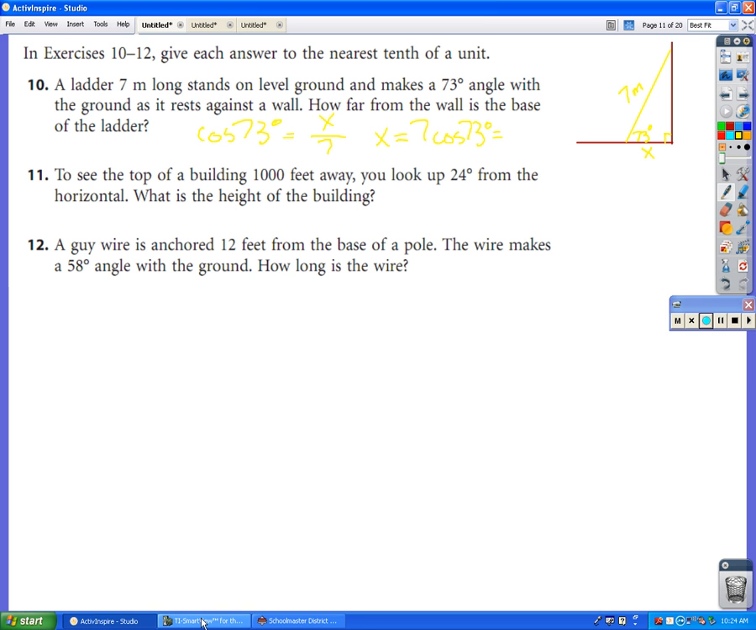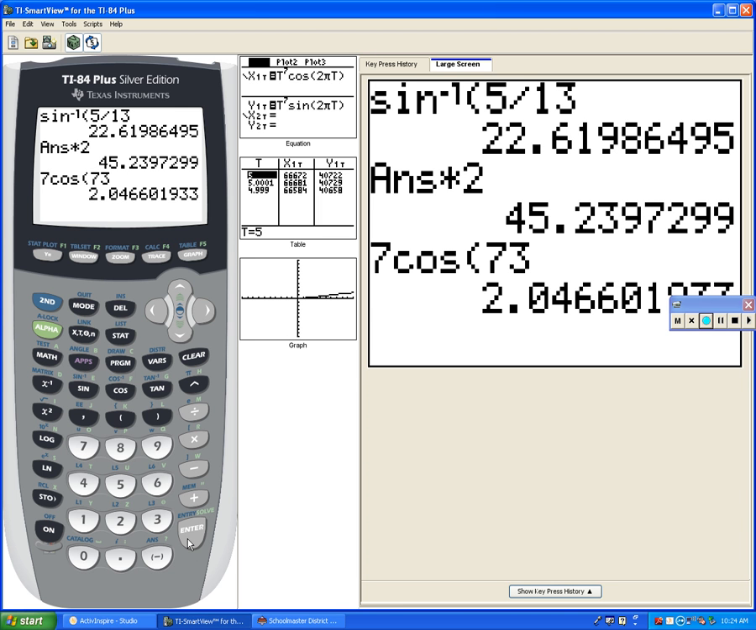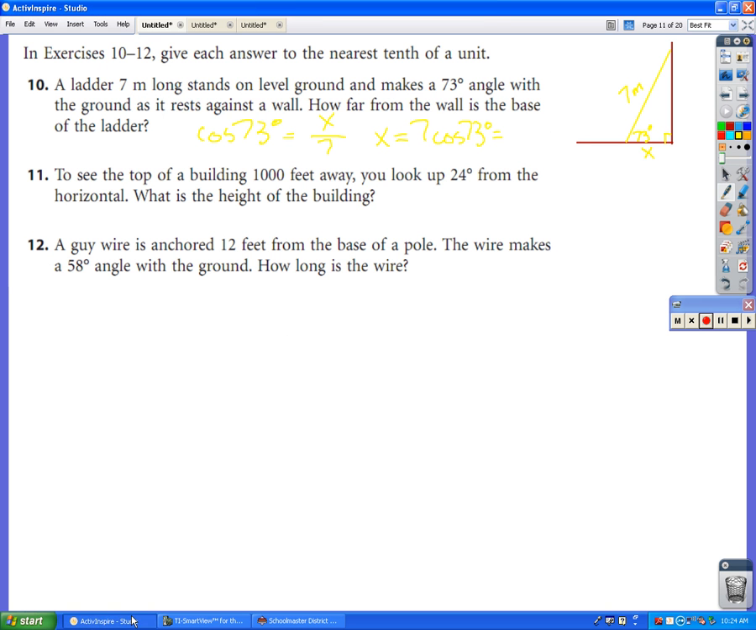And so you can ask the calculator what that is. 7 cosine 73 comes out to be 2 meters. They want it to the nearest tenth, so that was 2.0 meters about. Okay, next one, number 11.